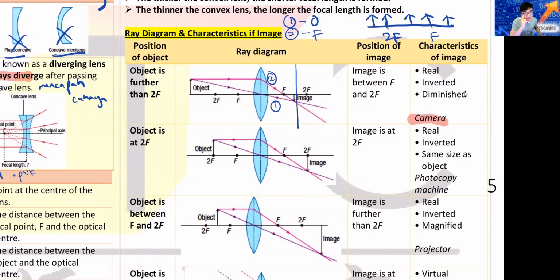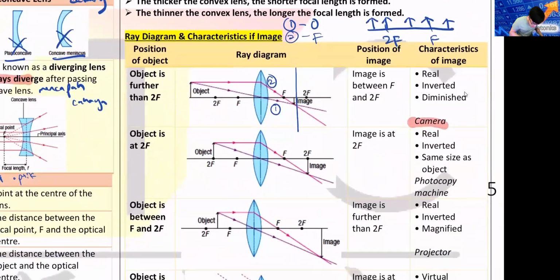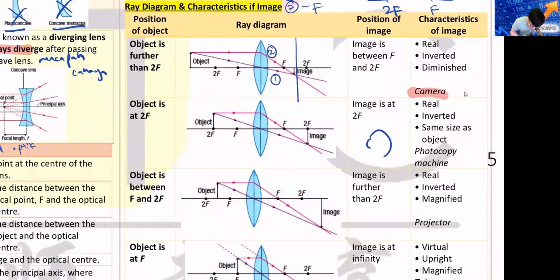It's just like your eyes. I'm sure if you still remember your Form 3, when you draw your eyeball, let's say this is an image. When the image goes into your eye, your image looks like this, reversed. So your eye is actually a camera. Same thing. So it's diminished, mengecil, because the picture you take of the tree is like 3 meter, and inside your phone the tree is like 3 cm. Diminished. So this is your camera. That's the first application.